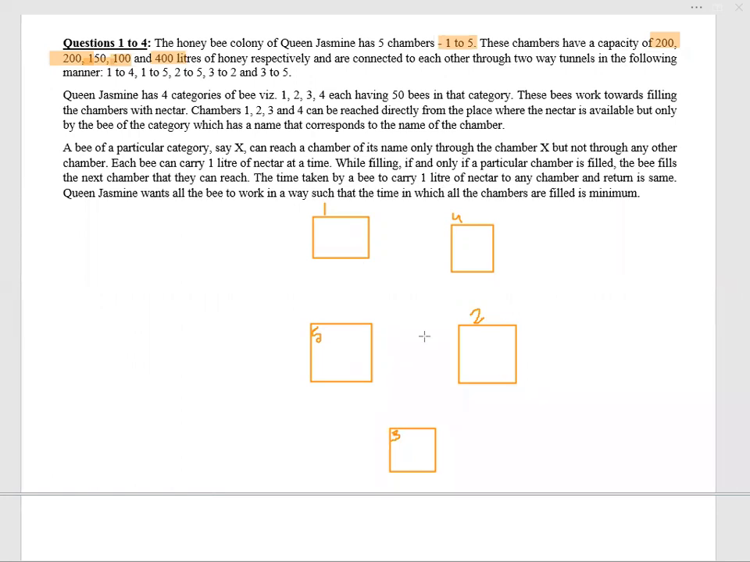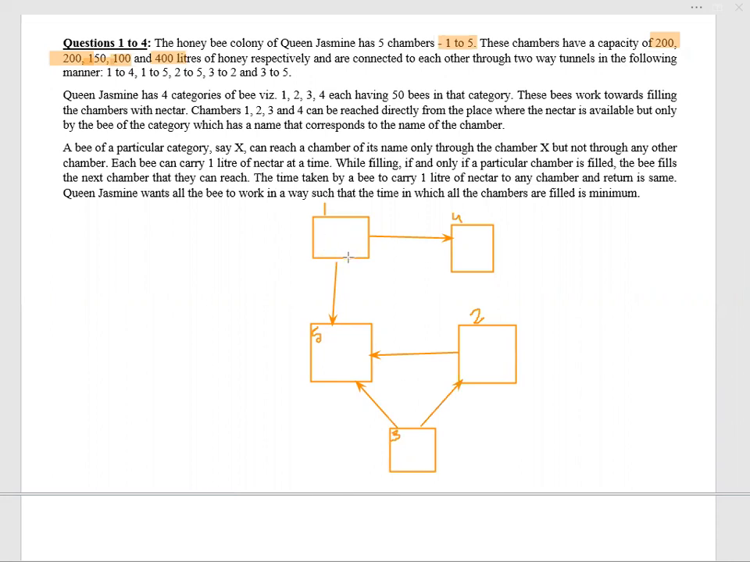1 to 4, 1 to 5, 2 to 5, 3 to 2, 3 to 5. Requirements. Let's take the requirement in a different color.